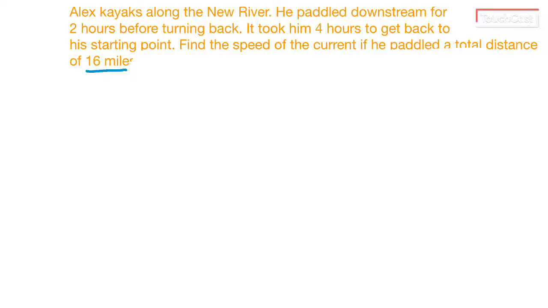So we know that his trip downstream and then his trip back up, both of them are going to be the exact same distance. And so if we have a total of 16 miles, then we know that he traveled 8 miles downstream and then 8 miles back. So if we start filling in the distance formula, we know that distance is equal to rate times time. And so the distance downstream is going to be 8, and so is the trip back up.